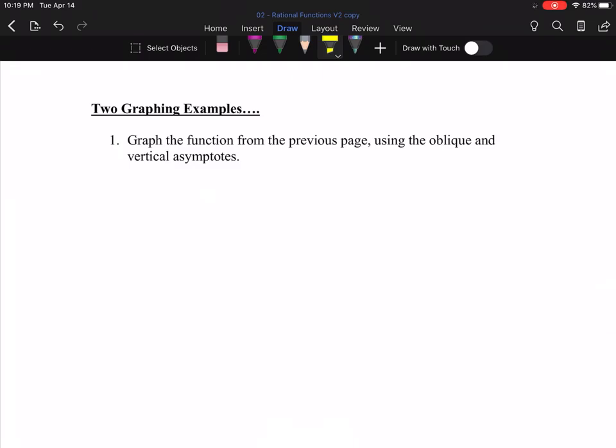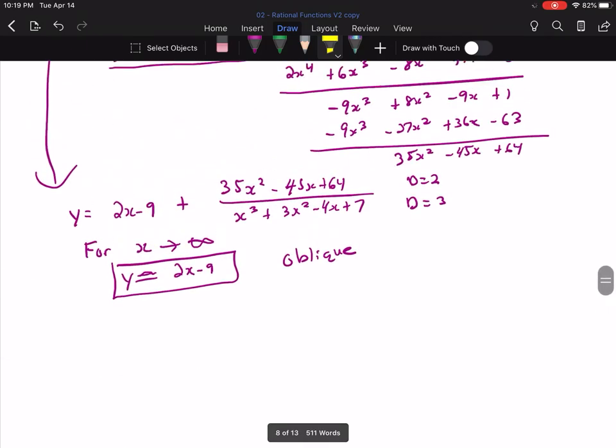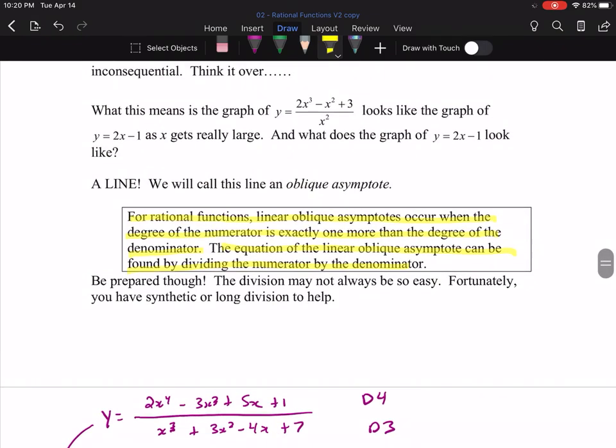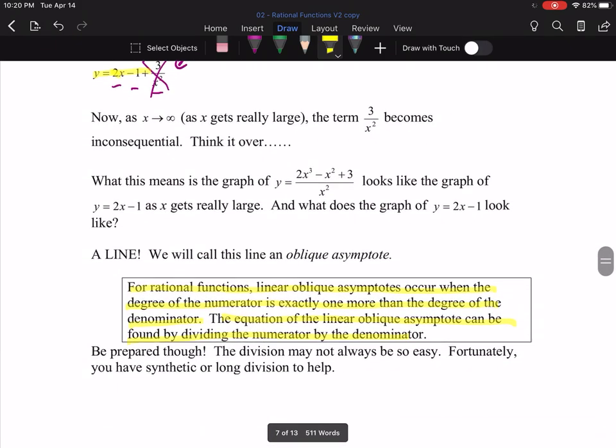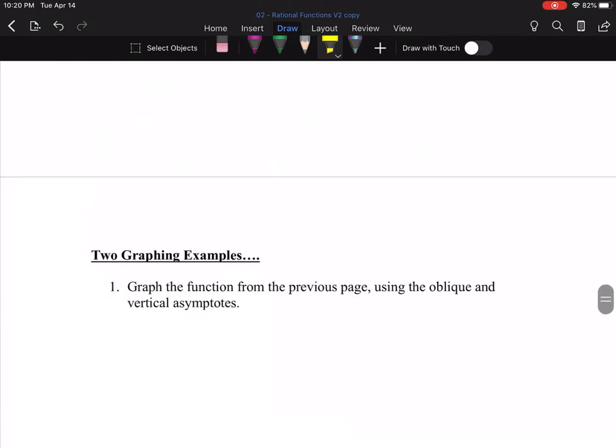Well, 2 examples. Here's where we're going to tie it all together. I now believe I've taught you enough that we can take a crazy example and graph it. I've left lots of space here. The 2 things we want to graph, we're going to try this one. 2x cubed minus x squared plus 3. Oops.